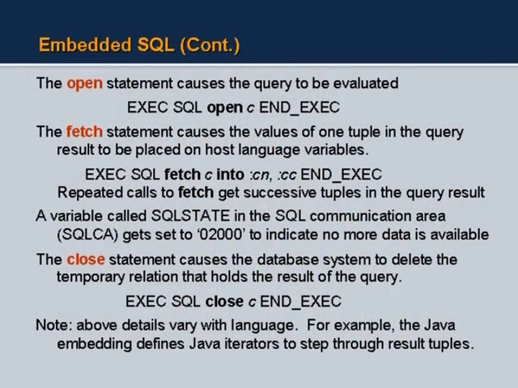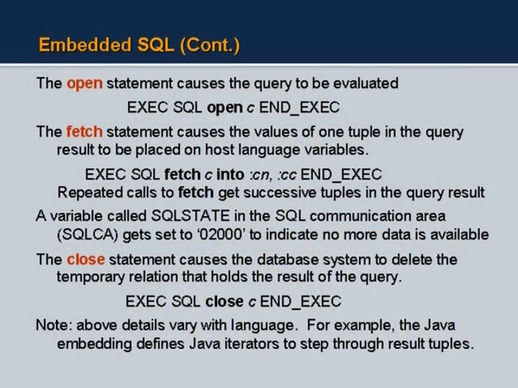How do you get the result in your hand? Well, you basically do this: exec SQL fetch C into, and here are two host variables, CN and CC. Why these two? Because this query selected two things. The types must match. In this case, both are varchar of some number, so you have a corresponding type in COBOL for the variables CN and CC. And it will get the results into those variables. And this is one fetch. Now, if there are multiple results, you put this in a loop, and keep on fetching one after another.